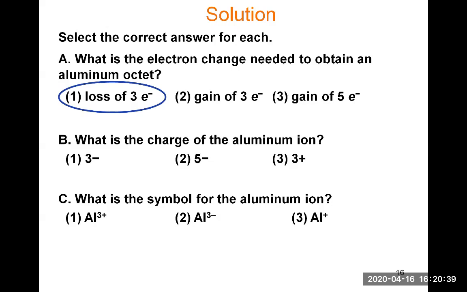What is the charge of the aluminum ion? When you're losing electrons, you still have the same number of protons. So now you have some protons that are not cancelled out anymore, and that means you will have 3 positive charges showing up, right? Because aluminum still has 13 protons and now it lost 3 electrons, so it has only 10 electrons, like neon. So those 3 extra protons will show up as 3 positive charges for the aluminum ion. And so the symbol will be Al3+.